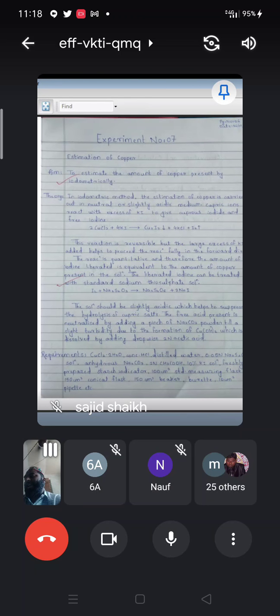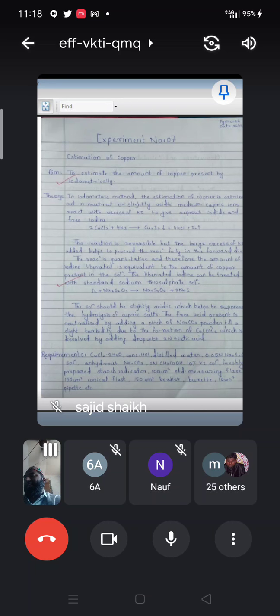Whatever cupric ions are there will react with the KI. Here the reaction is written: CuCl2 plus 4KI gives Cu2I2 plus 4KCl plus liberation of iodine. These cupric ions react with the KI to give cuprous iodide and free iodine. In the reaction, the arrow indicates that iodine will form.